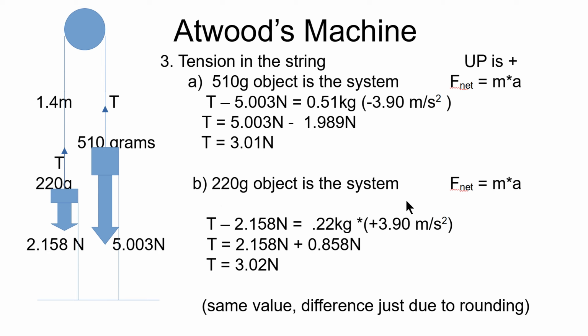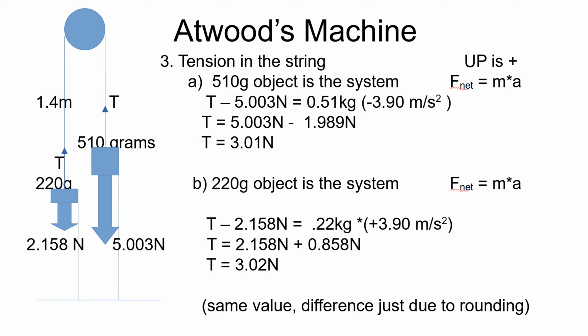And then ma, and again I'm focusing just on one object, so I don't use the total system mass. I just use the 0.22 kilograms, and its acceleration is positive. It's accelerating upward. Again, pause your video and pull out your calculator, and I get 3.02 newtons. I'm going to claim it is the same, 3.01 newtons. The only reason the number appears a little different is I've rounded here instead of keeping more digits in the calculation. So this is reasonable.